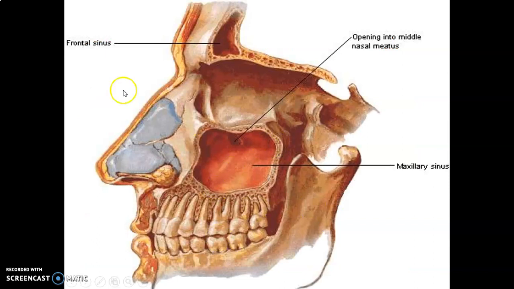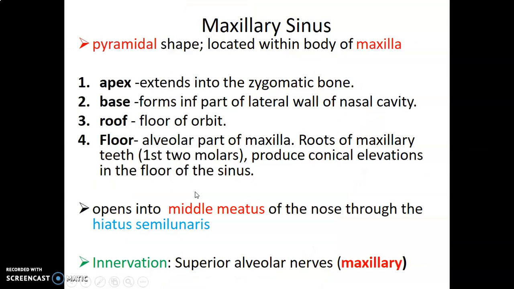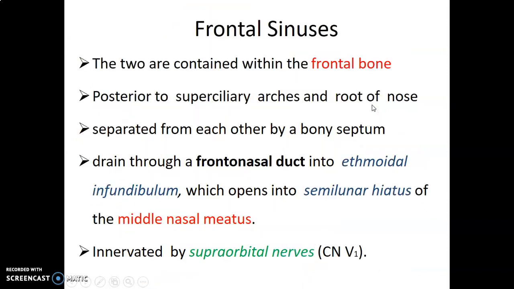So this is the maxillary sinus. It's located here. So the roof is the floor of the orbit, while the floor is the alveolar processes of the maxilla. And remember, it's pyramidal in shape, and the apex faces laterally at the zygomatic bone, while the base is close to the lateral wall of the nasal cavity.